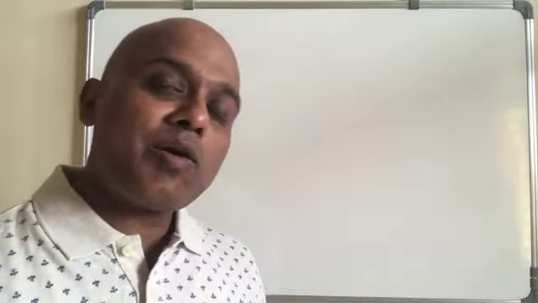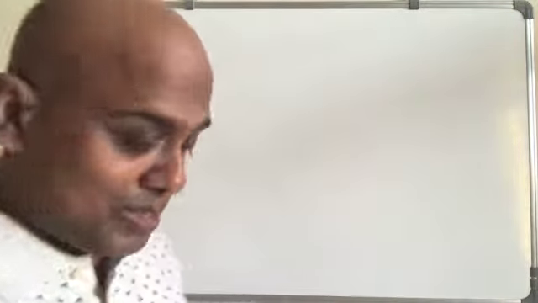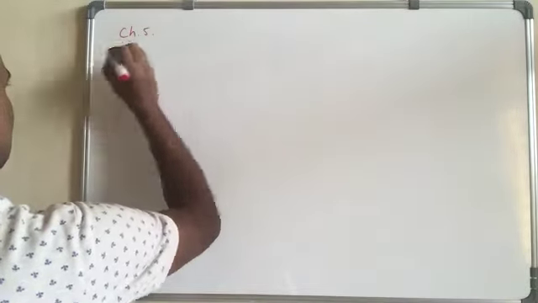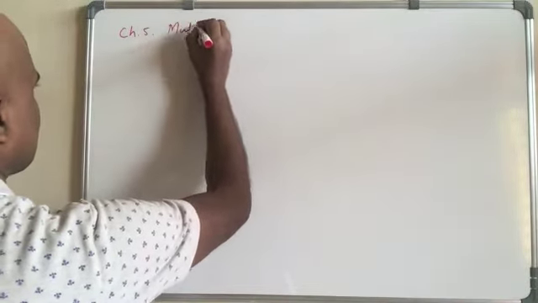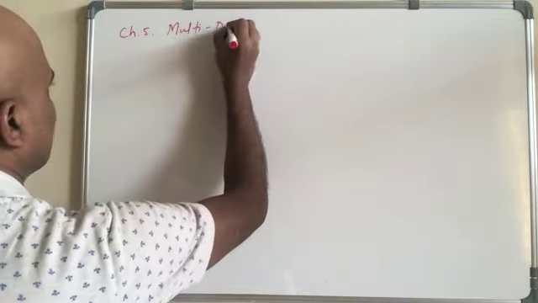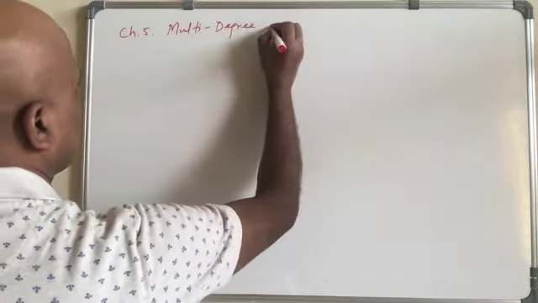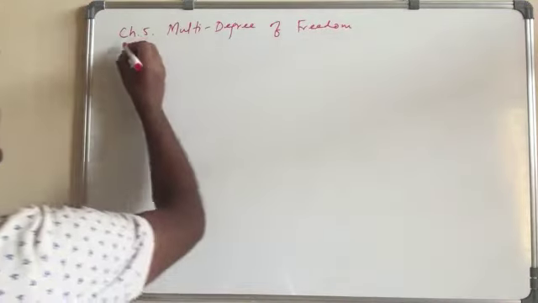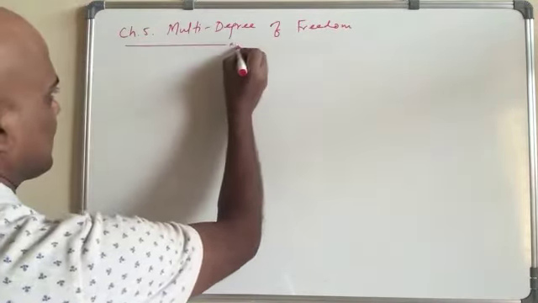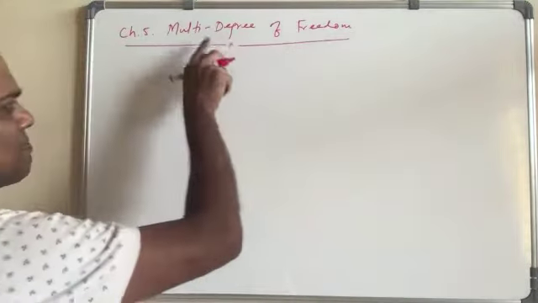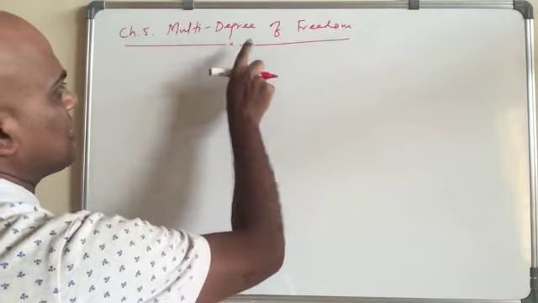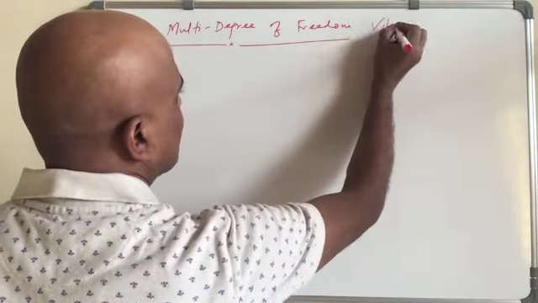Hello students. So today we are going to start a new chapter. Chapter number 5, and it is multi-degree of freedom. So this is in the paperback. The chapter will be written as a multi-degree of freedom vibration.